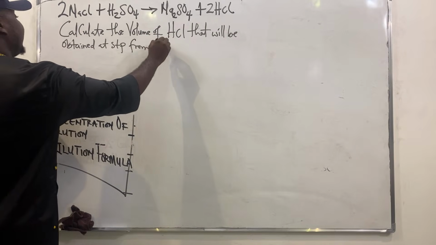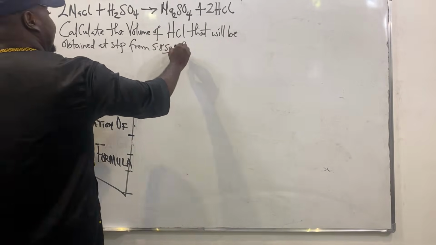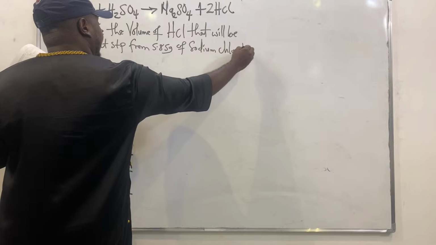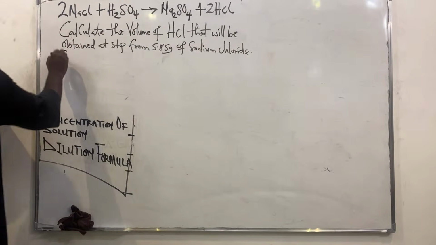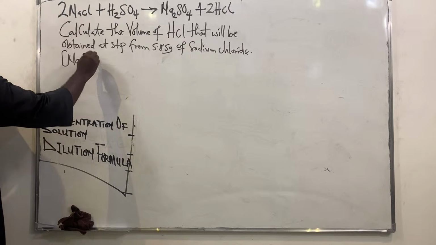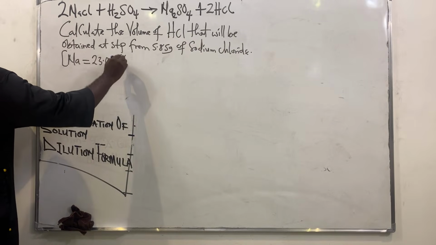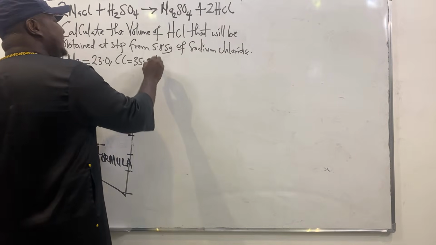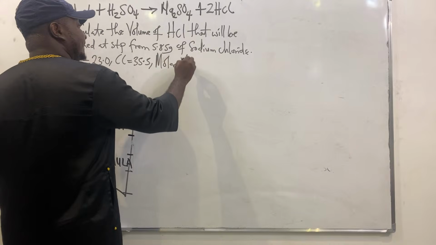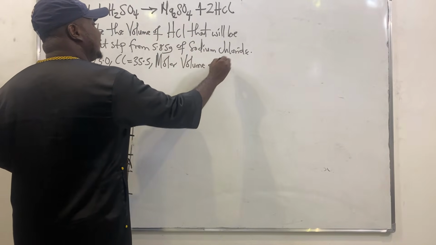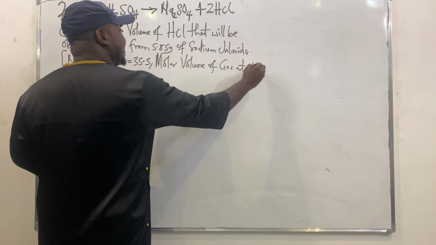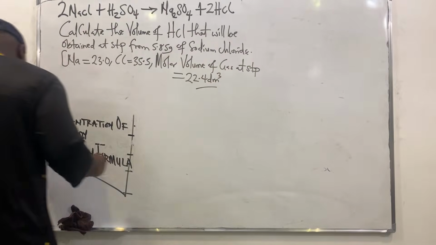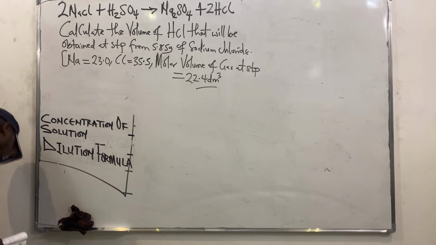From 5.85 grams of sodium chloride. Take sodium as 23.0. Take chlorine as 35.5. And take the molar volume of gas at STP as 22.4 dm³.